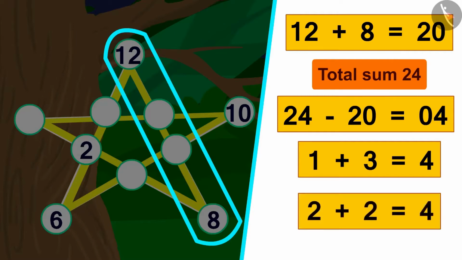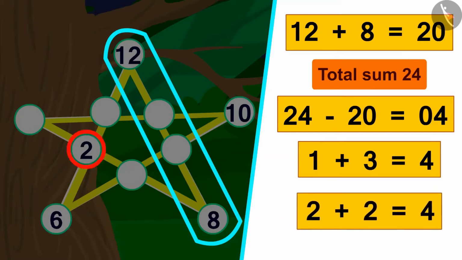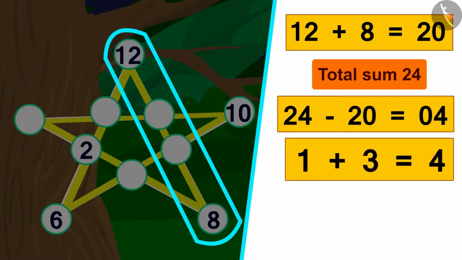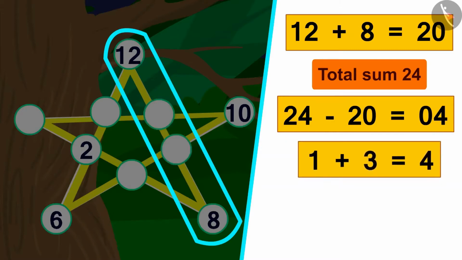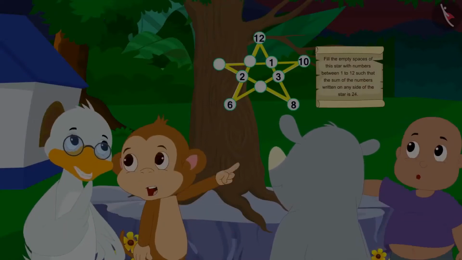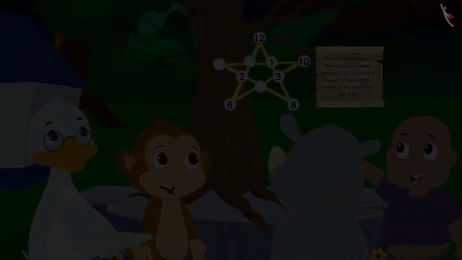But when adding 2 to 2, the number is being repeated. That is why we will write numbers 1 and 3 in the empty spaces of this edge." On saying this, Bablu wrote the numbers 1 and 3 in the empty spaces of this edge. All the villagers got very excited. Now, everyone started trying to fill in the blanks written on the star.